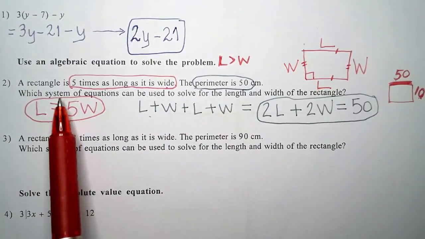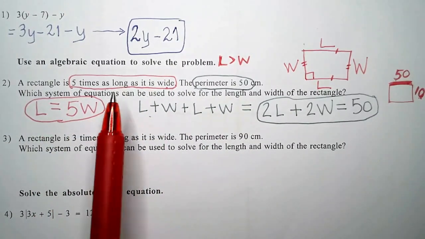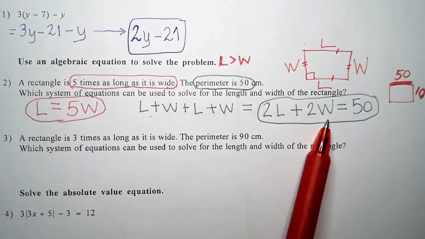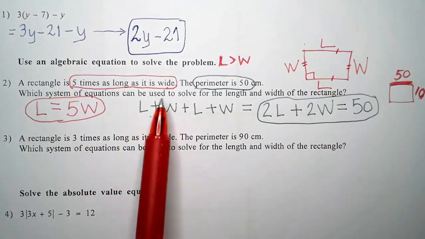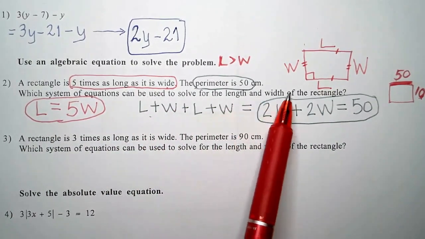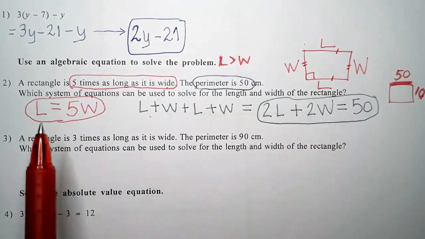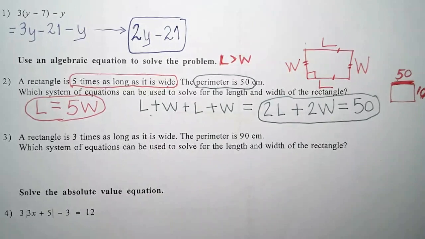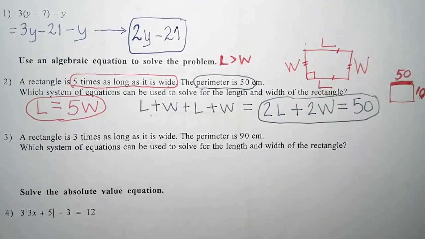Now, which system of equations? What's a system of equations look like? Yeah, the stuff we did substitution and elimination on where we had 2 equations, right? Which system of equations can be used to solve for the length and the width of the rectangle? We're done. That's it. They're just asking you what equations would model this problem. They don't even need you to solve it. That's it. Okay? You're finished.